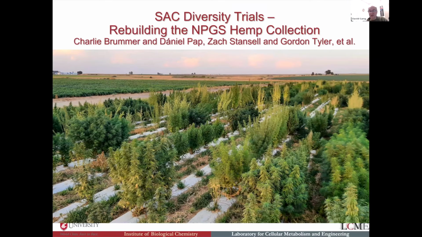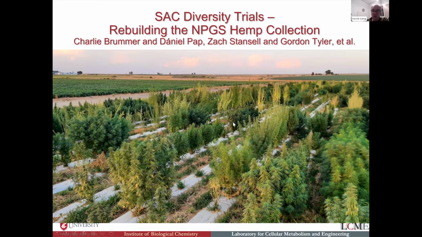Okay, so now I'm going to talk briefly about our efforts in the National Germplasm Collection. Again, this is in collaboration with Zach and Gordon there at the Geneva ARS facility, but also the project is being led by Charlie Brummer and his postdoc Daniel Papp at UC Davis. Here's what our field looked like back in 2022. We have a similar setup last year. I don't have as good of a picture from last year as I do from 2022, so I'm showing that one, but it looked very similar in 2023.